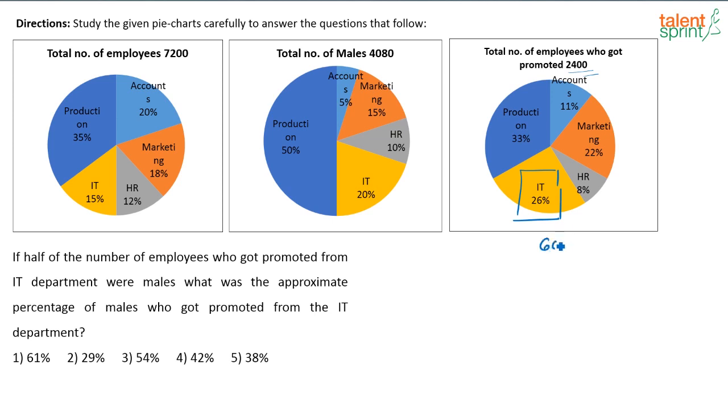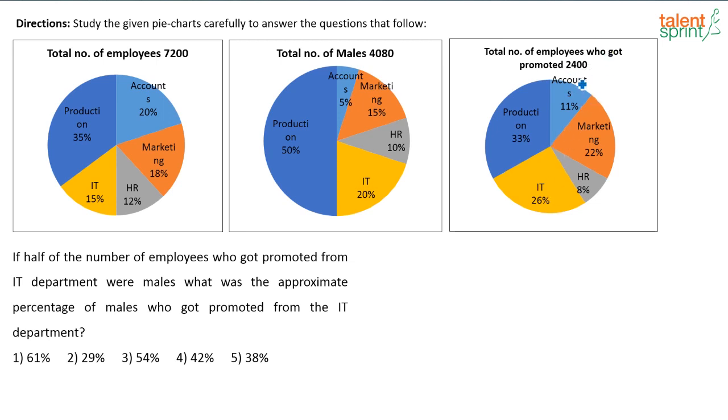Which is 600. Then what is 1% of 2,400? That is nothing but 24, correct? So how many employees would have passed from IT? 624, correct? Promoted males, definitely you can do that. See, two ways of doing it.